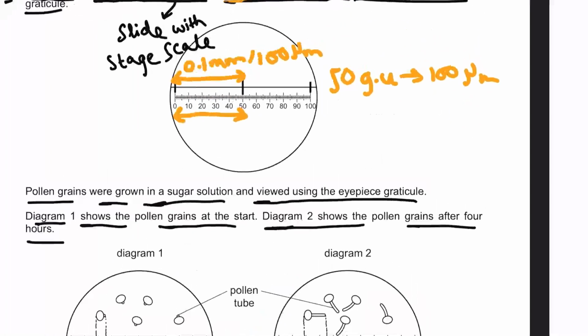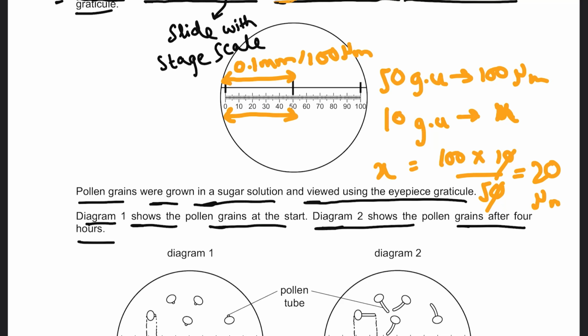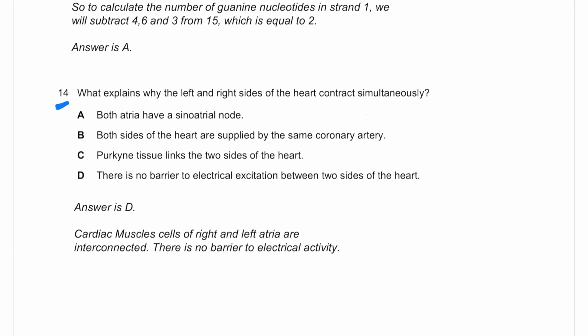So what is the change in length of the pollen tube? It's 10 graticule units. So what is the change in length of the pollen tube in micrometers? Yes guys, the answer is 50 into 100 into 10 divided by 50. So what will be the answer? 100 divided by 5 is 20 micrometer. So this change in length is 20 micrometer in 4 hours, and we have to find the rate. So to find the rate, we will divide 20 by 4. The answer will be 5 micrometer per hour. The answer is A.